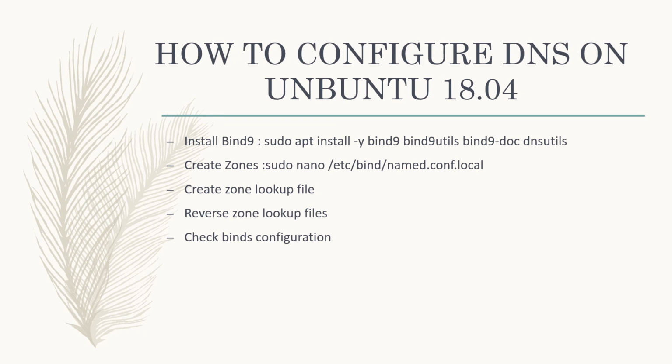Now I'm going to discuss how you configure DNS on Ubuntu. With Ubuntu, you are downloading BIND 9, and like the one you do on Windows Server, you have to create everything, like the zone lookup file and the reverse zone lookup file. You have to make sure to check the configuration continuously, and you also have to test it. By testing it, you can check if you are able to create a DNS name for your IP address.